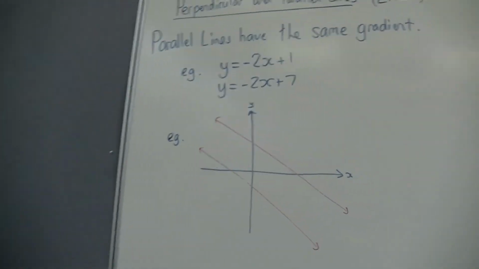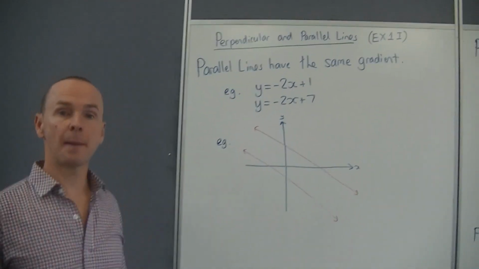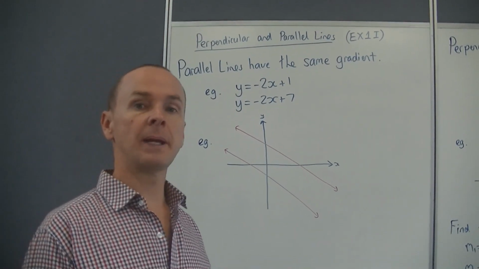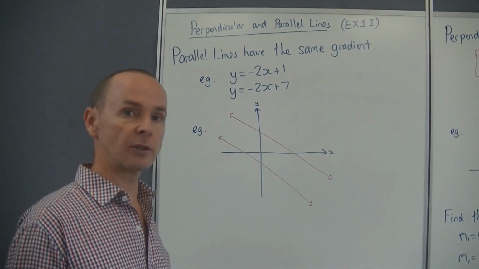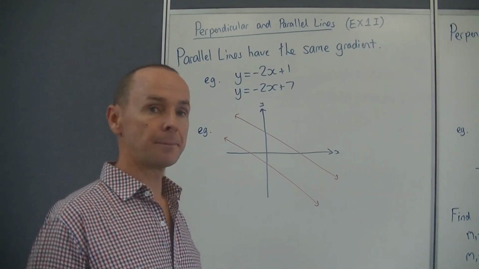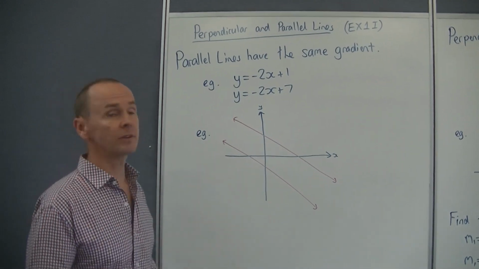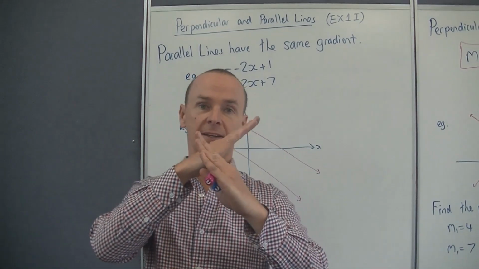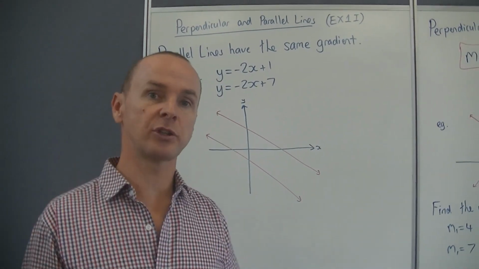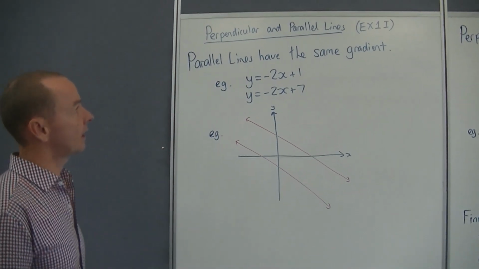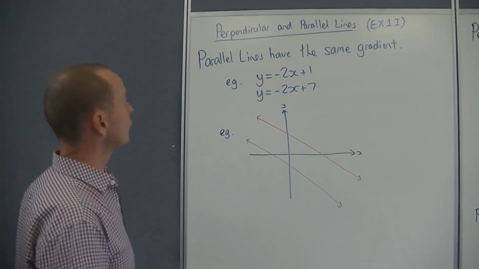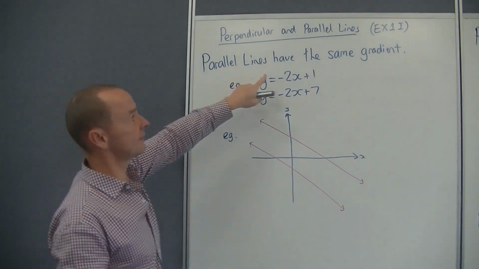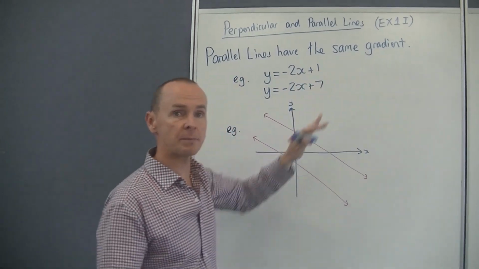Alright, let's start. First thing you've got to remember is parallel lines mean that they run side by side, like train tracks. They never cross over. And perpendicular lines cross over at right angles like that. So perpendicular lines cross each other, parallel lines run the same way. Key thing, parallel lines have the same gradient. They've got the same slope.